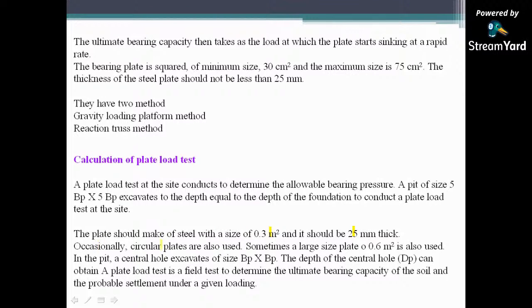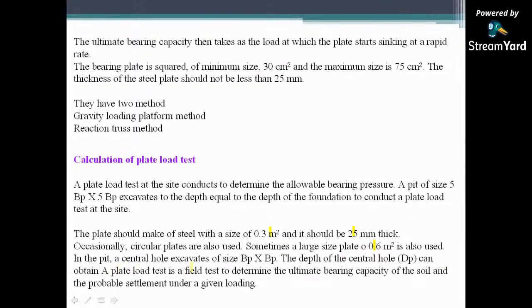Occasionally, circular plates are also used. Sometimes a large size plate of 0.6 meter square is also used. In the pit, a central hole of size Bp into Bp is excavated. The depth of the central hole is Bp.